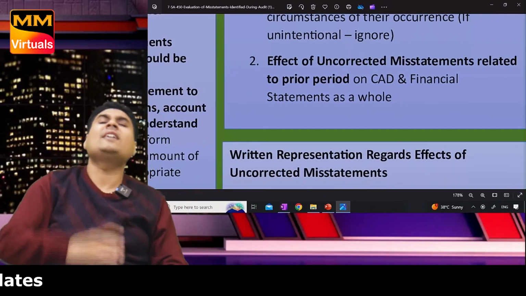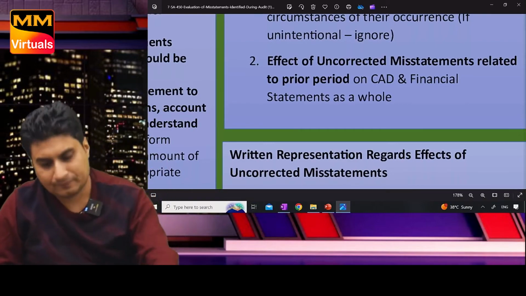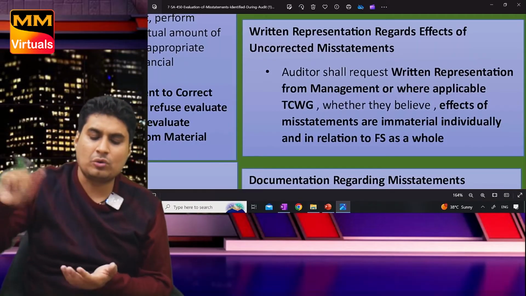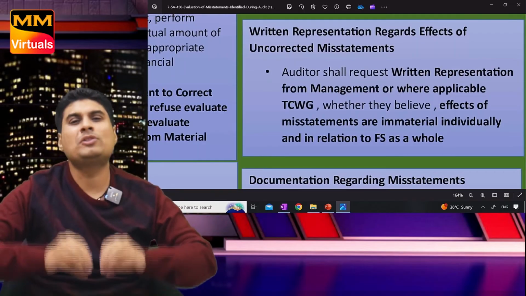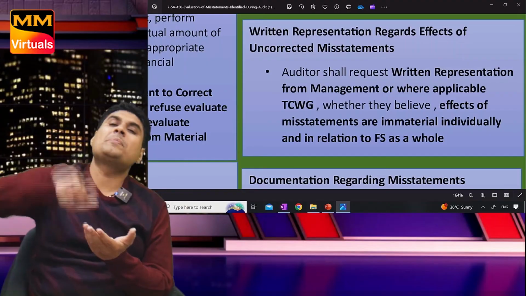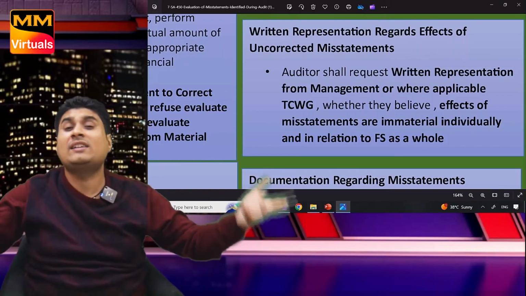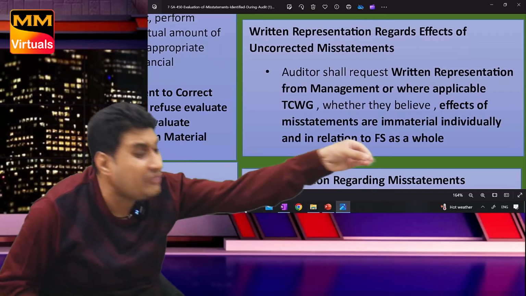Also see the effect of uncorrected misstatement related to prior period. Last, take WR from management. WR you have to take from management or TCWG that they believe the misstatements are immaterial. Majority they will correct. If they don't correct, then take written representation that misstatements are immaterial according to them. If material, they will correct. Otherwise, what will happen? Qualified report. If they don't correct, qualified report.